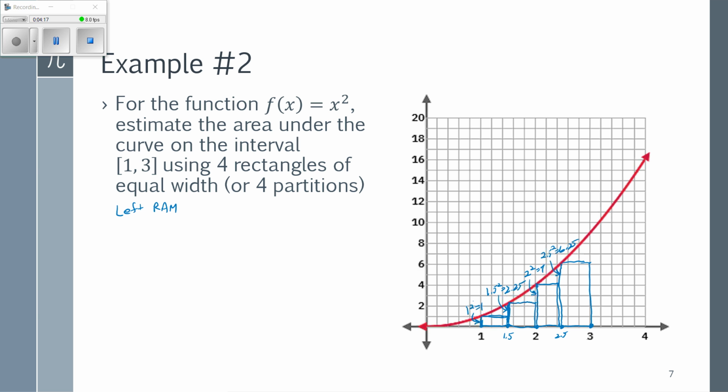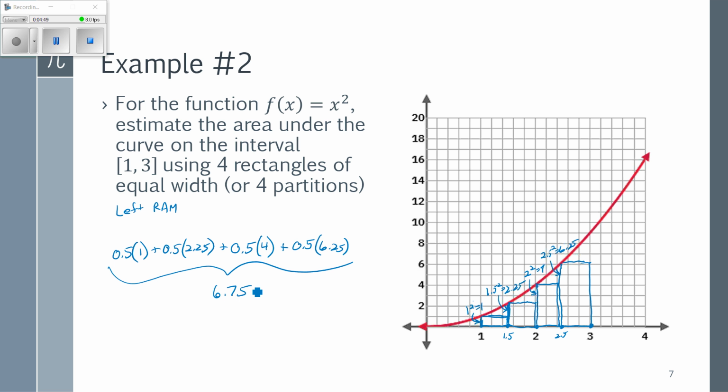Well, I then need the area of each of them. For my first rectangle, it has a width of 0.5, a height of 1. The second rectangle, width of 0.5, a height of 2.25. For the third rectangle, a width of 0.5, a height of 4. And for my fourth rectangle, a width of 0.5 and a height of 6.25. So I found the area of each of my 4 rectangles, and I add those up. And when I do that, I get 6.75. And there is an estimate for the area under the curve from 1 to 3 between x squared and the x-axis.